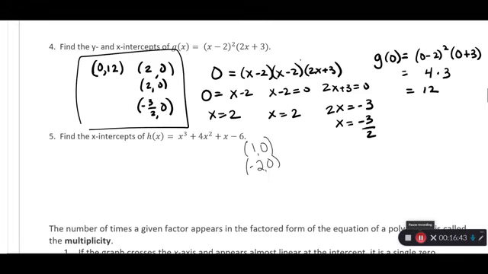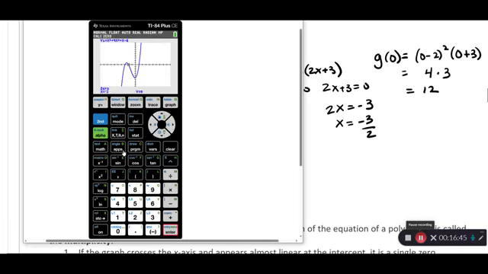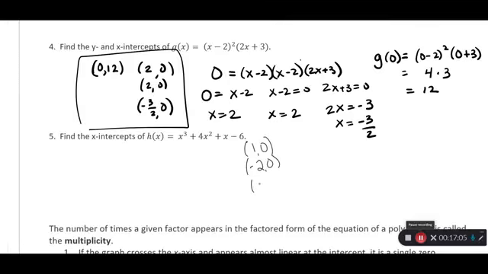Okay, let's go again. Second, calculate, zero. And now I'm after this one. To the left of it, enter. To the right of it, enter. If you want to guess, go ahead. Otherwise, just hit enter. (-3, 0). Those are the zeros of this function.